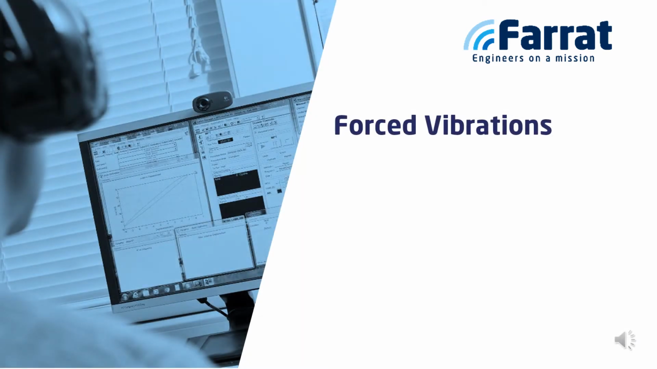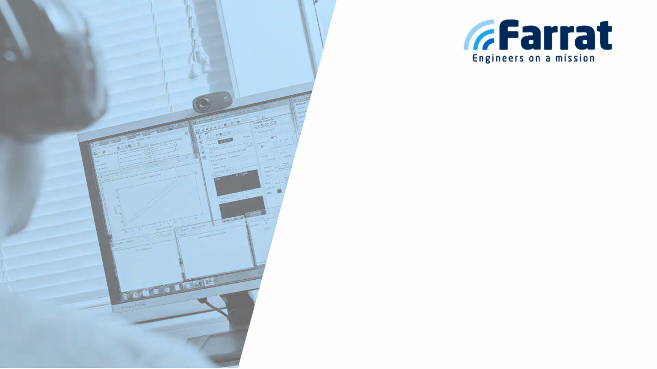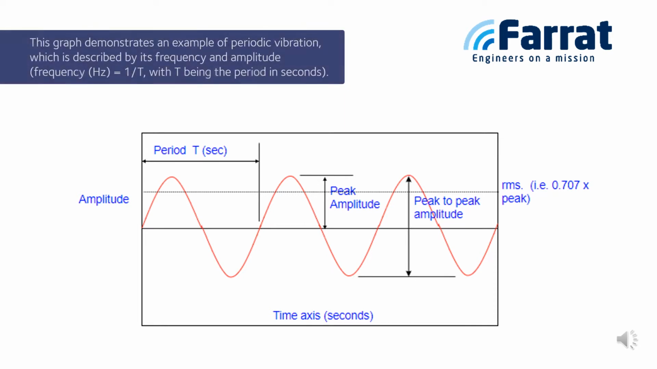Force vibrations are defined as periodic in nature and are often generated by rotating equipment. The graph on screen demonstrates an example of periodic force vibration, described by its frequency and amplitude. The frequency is measured in hertz and is equal to 1 over T, with T being the period in seconds.